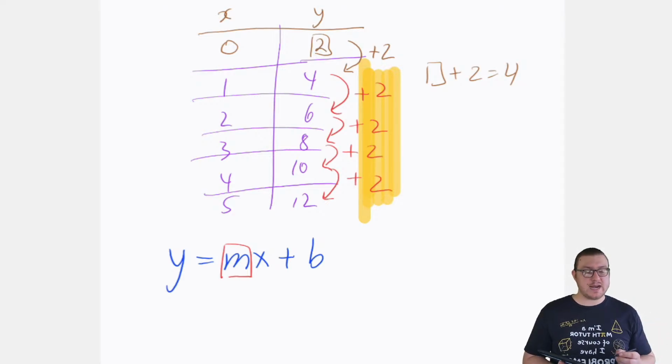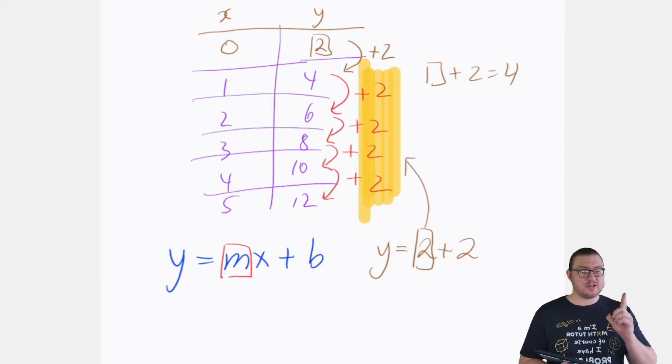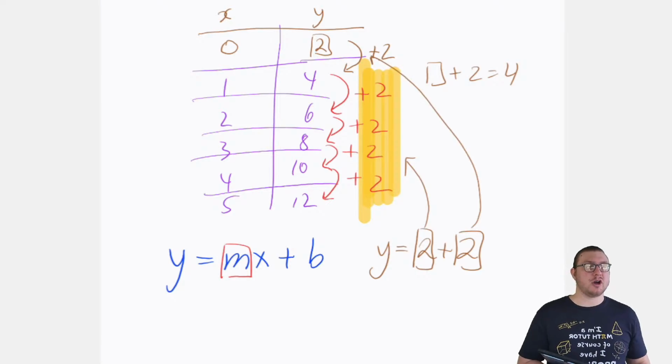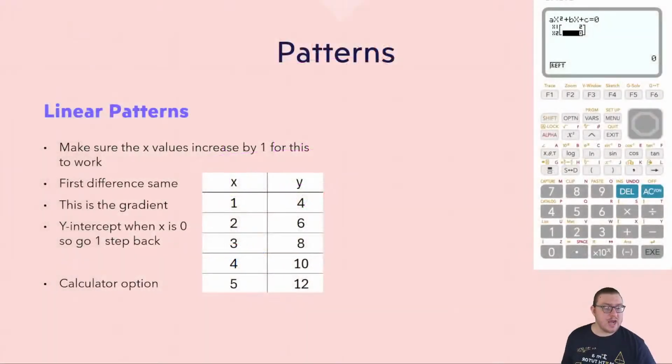Now we have the y-intercept, so we have the equation for this line, which is y = 2x + 2. Here 2 is the gradient, which comes from the first difference, and the 2 at the end comes from the y-intercept. So let's have a look. How can we do this in the calculator? And remember, we just need to recognize, is this a straight line? So we need to check if the first difference is the same.